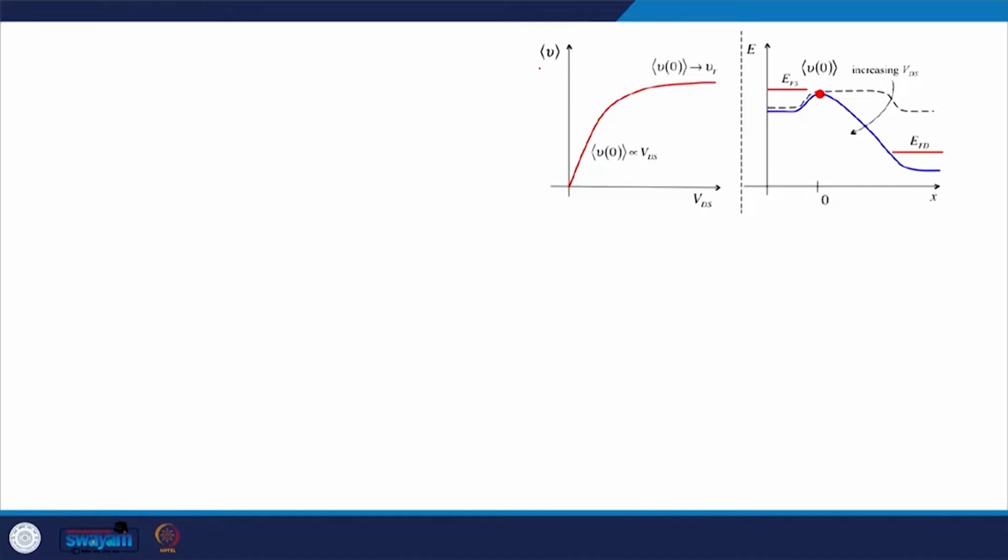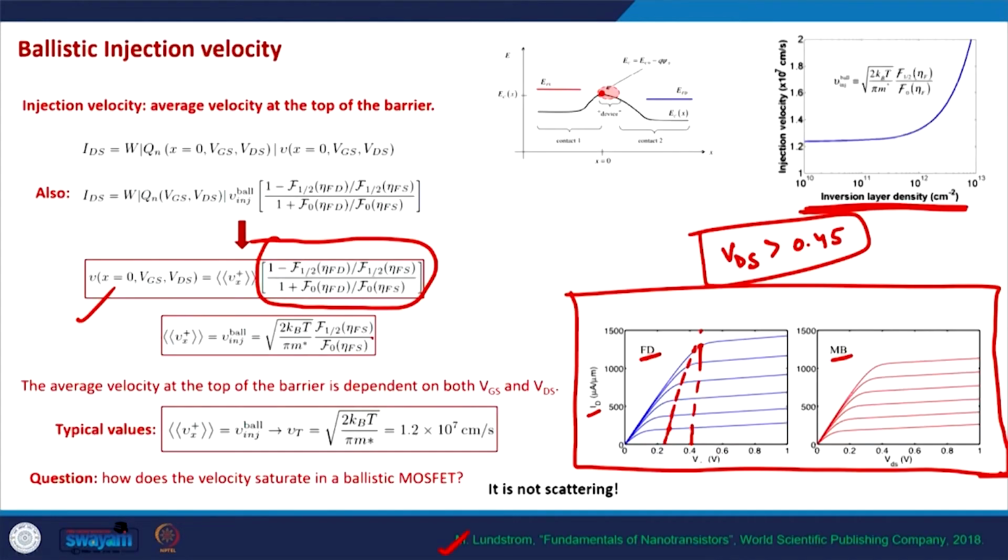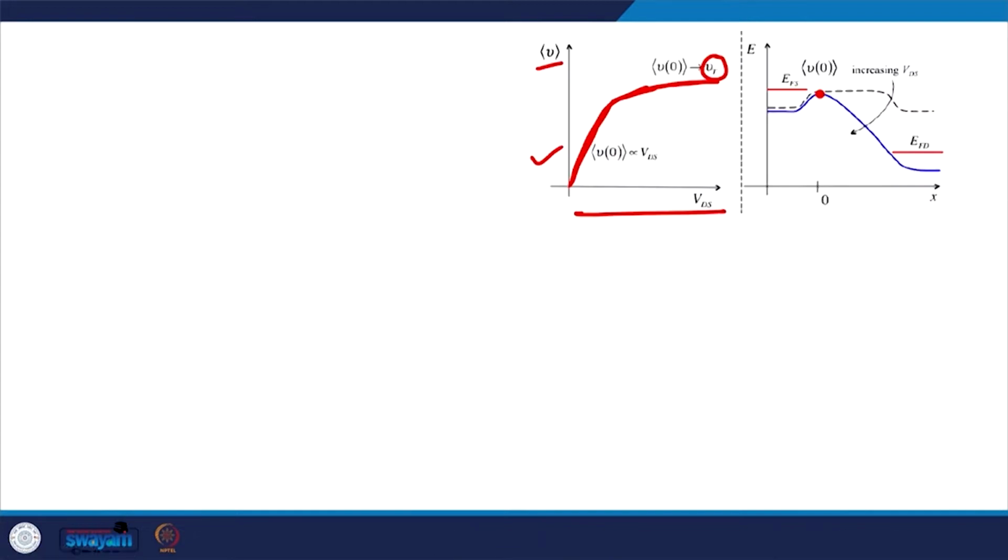And this is the plot of the average velocity as a function of the drain voltage. As you can see, initially the velocity is linearly dependent on the drain voltage, but for higher drain voltage it starts saturating and it approaches the unidirectional thermal velocity. So this is precisely the reason that the current is getting saturated after a certain drain voltage. So now we need to understand what is the reason for the velocity saturation in ballistic MOSFETs.